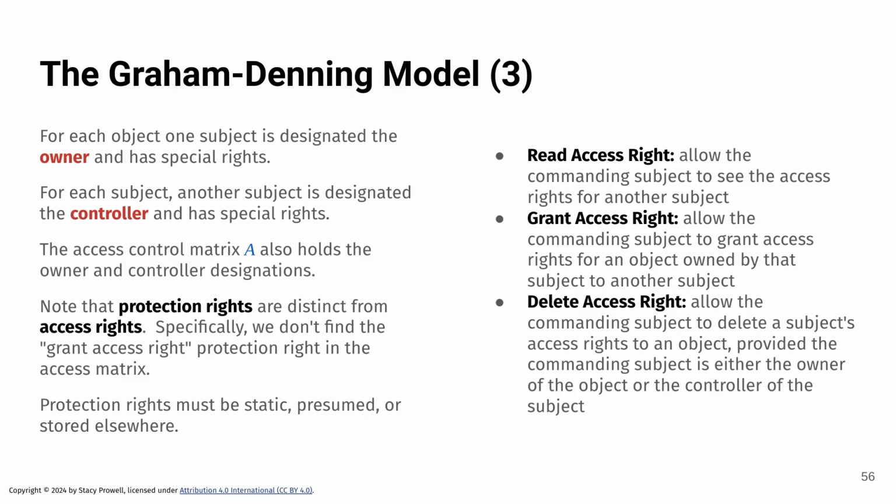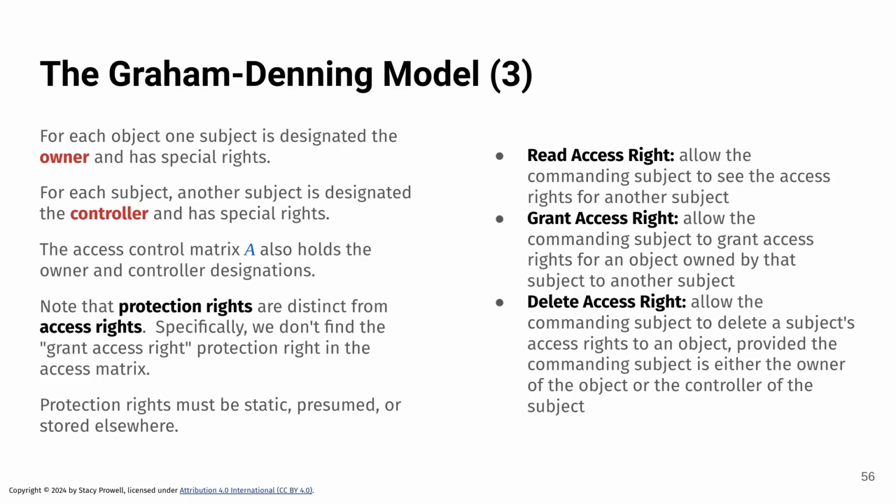So for each object, one subject is going to be the owner. Should make sense, right? You look at a file in a Unix file system or a Linux file system, and it's got one owner. It has an owner specified for that file. Same thing here, right? Each object has one subject that is that object's owner. But in addition, for each subject, we can designate another subject as the controller for that subject, right? So maybe if I hire you, I become your controller.